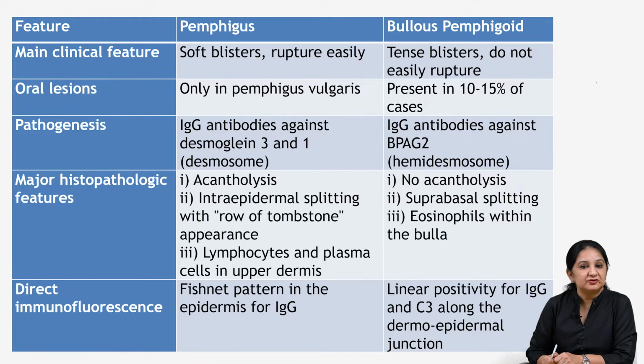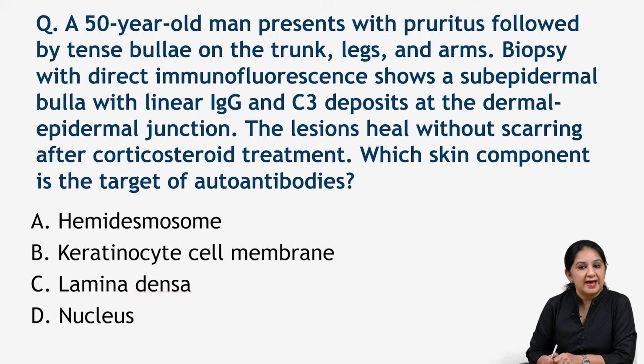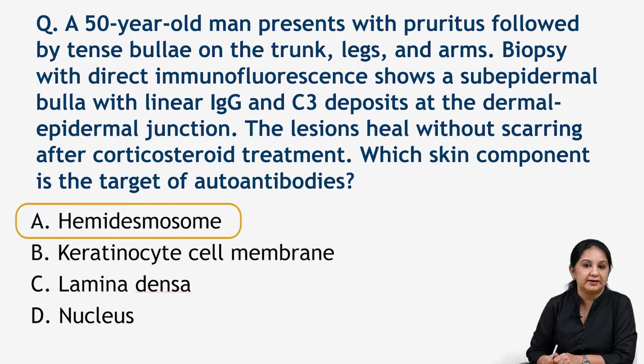So what is the pathogenesis? The autoantibodies are seen against the hemidesmosomes in our case, right? And in pemphigus it is against the desmosome. So coming back to the question, the skin component which is the target for our autoantibodies here is hemidesmosomes. Understood? The case is bullous pemphigoid, right? Let's move on to the next question.